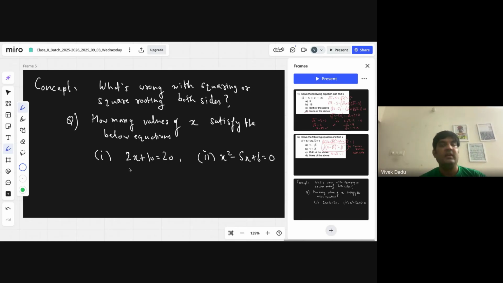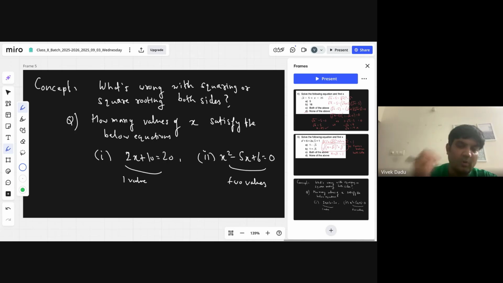Okay, guys. When you solve it, you will get one value in this case and two values in this case. Try to understand. You have learned about degrees of equation. Degree of equation is the highest power of variable in the equation. What is the variable in first equation? What is the power of x? 1. So what is the highest power of x? So degree 1.